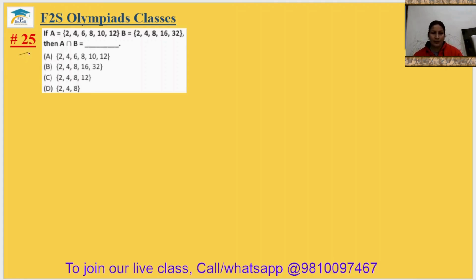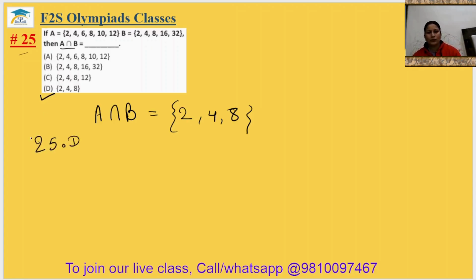Question number 25. A belongs to 2, 4, 6, 8, 10, 12. B is the set of 2, 4, 8, 16 and 32. So what will be A intersection B? To find the A intersection B means we have to just write the common elements present in A and B both. So it is your 2, 4 and 8 are the common elements only. The rest are the different ones. We will go with the option D. 25th answer is option D.